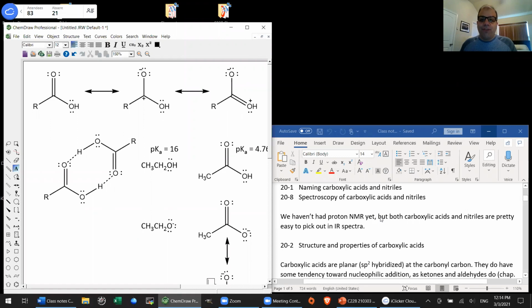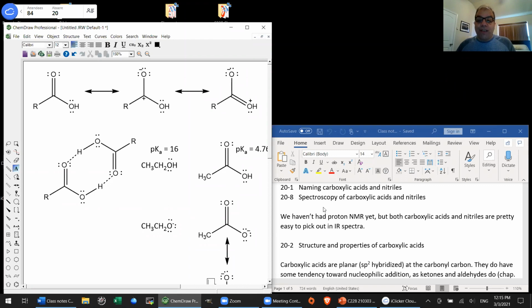In terms of nomenclature of carboxylic acids and nitriles, it's pretty straightforward. That's why I always like to say, if you can name alkanes, that's probably somewhere between 85 and 90% of what you need to know to name anything in organic chemistry. And I would say further, if you can name alcohols, you probably have somewhere between 95 and 100% of what you need to know to name anything else in organic chemistry. So I think you can manage that very well on your own.